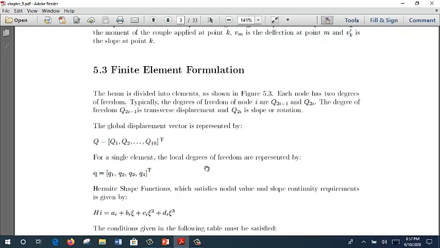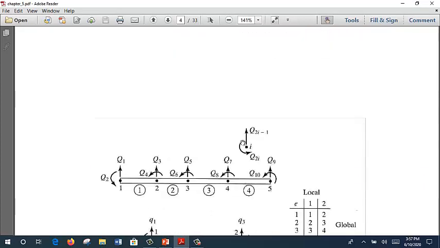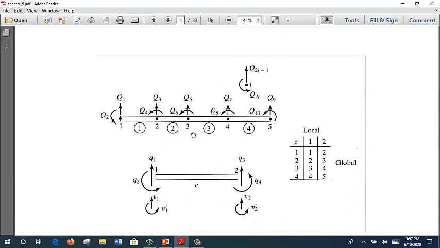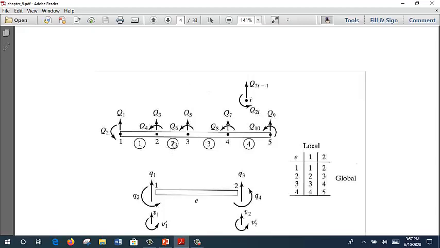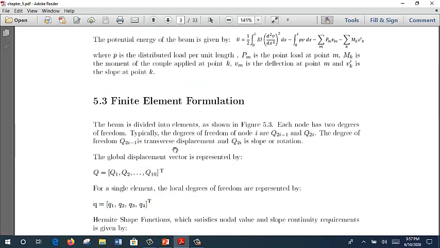How do we formulate our finite element in a beam structure? From that, the beam is divided into elements. From here you can see that the beam is divided into different nodes and different elements, and each node has 2 degrees of freedom.